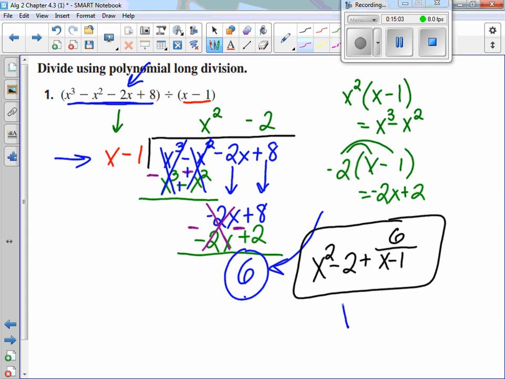What is its degree now? Using division, I can take a polynomial with a higher degree and move it down one at a time or two. I can decrease that degree by dividing, yes?